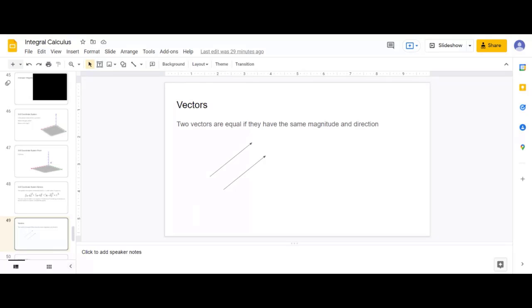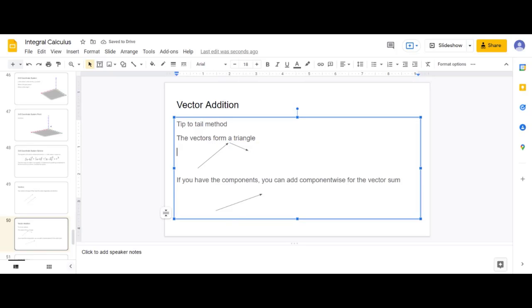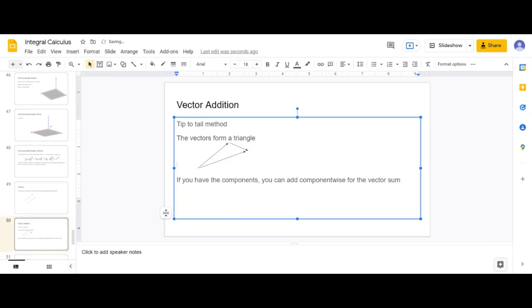Vectors. All right. So two vectors are equal if they have the same magnitude and direction. So these two vectors, they don't start at the same point, but they have the same magnitude and they're going in the same direction, so they're equal. Tip-to-tail method: they form a little triangle. So let's say we're adding this vector right here and this vector right here. I take this one and put its tail at the tip of the vector I'm adding it to. And then we complete the triangle. This is the vector sum right here. Okay.